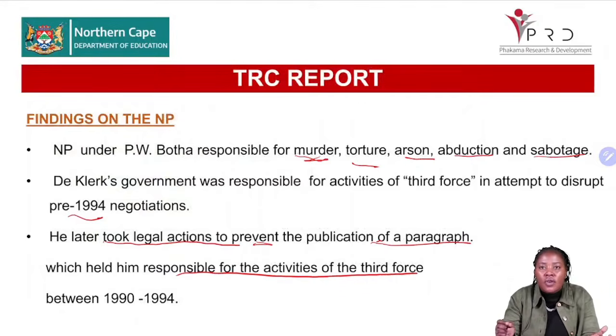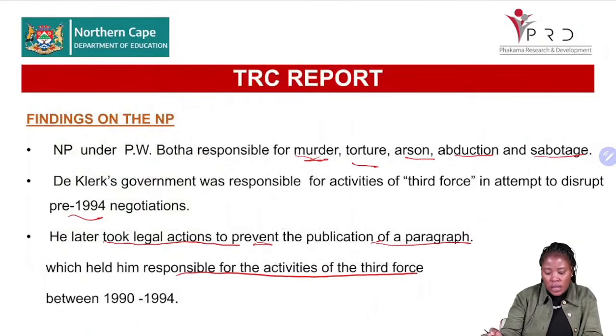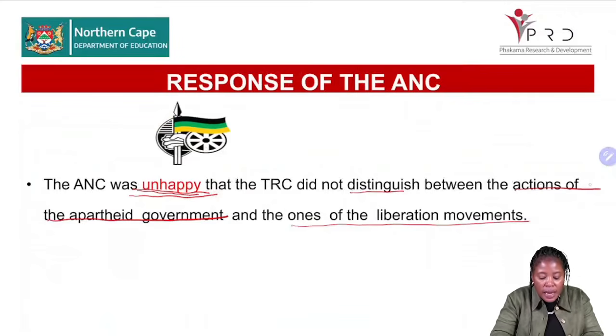Remember, he said he was not aware of any brutal actions and he did not authorize them. Yet the TRC actually discovered that he was responsible for what? For third force activities. Now, it says here the ANC was unhappy that the TRC did not distinguish between the actions of the apartheid government and the ones of the liberation movement.